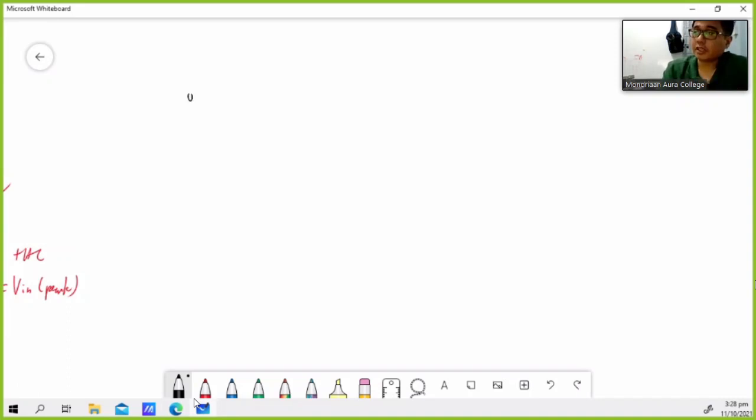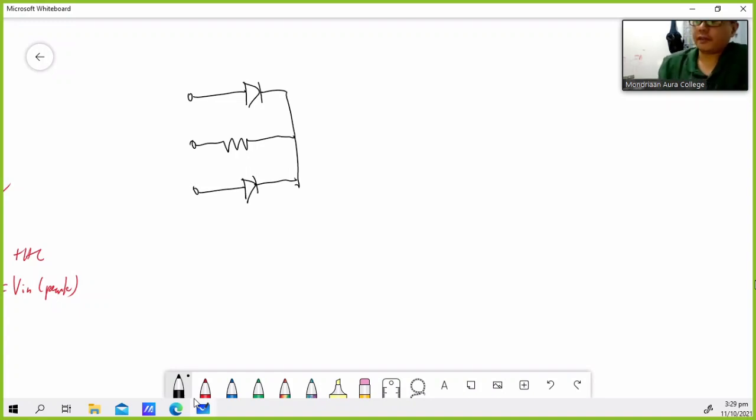So ganito yung arrangement niya. So pointing to the right, pwede rin siyang pointing to the left, pero kailangan both pointing to the left or both pointing to the right. Otherwise, walang silbi yung inyong circuit. Okay? Yan. So what if ang ginagamit natin dito is silicon? So silicon pareho. Alam natin na ang silicon meron siyang threshold voltage na 0.7 volts.